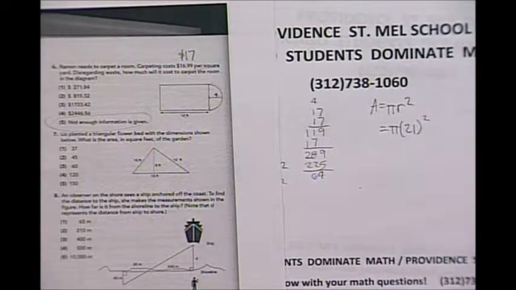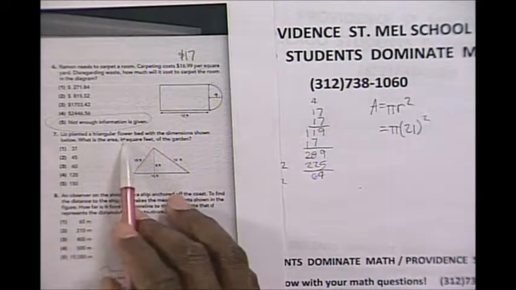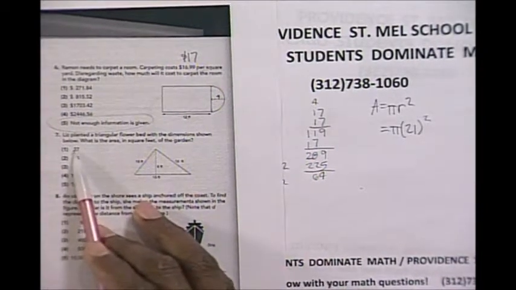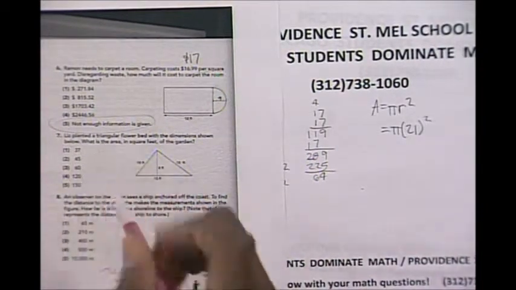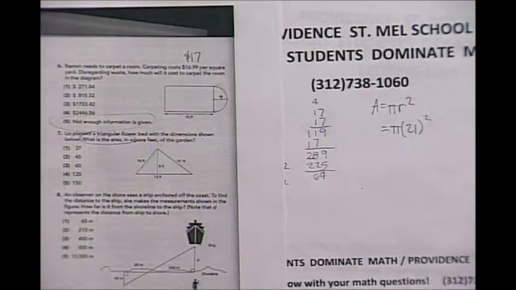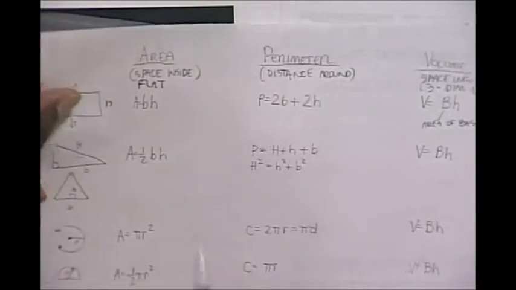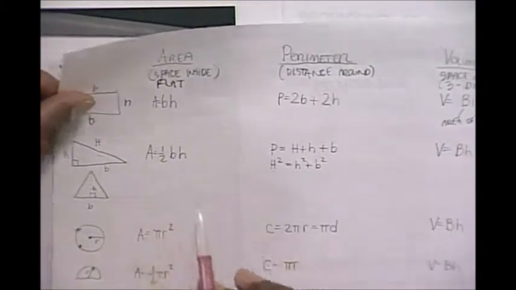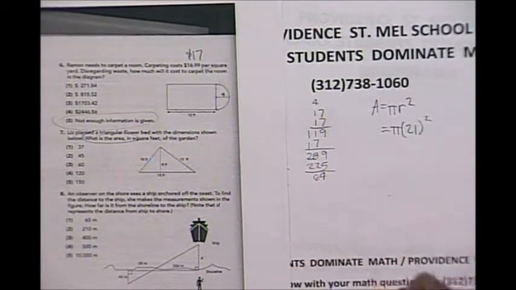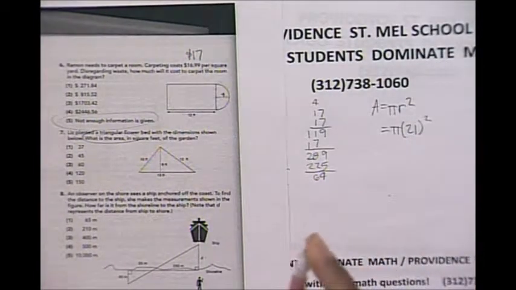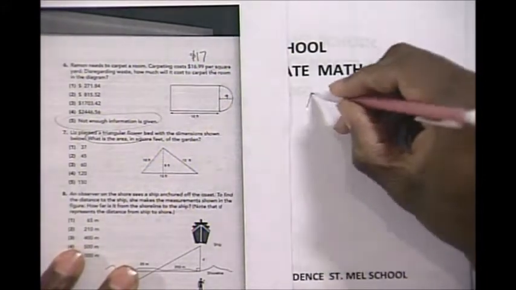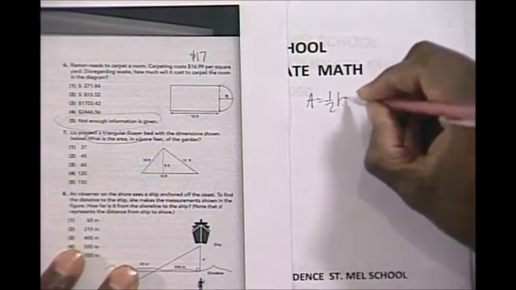Let's look at number 7. Liz planted a triangular flower bed with the dimensions shown below. What is the area? Here they tell you area. They want the area. So you would have committed to memory this formula here, half base times height. Don't forget I told you that the height and base were perpendicular to each other. All right, so you have area is half base times height.